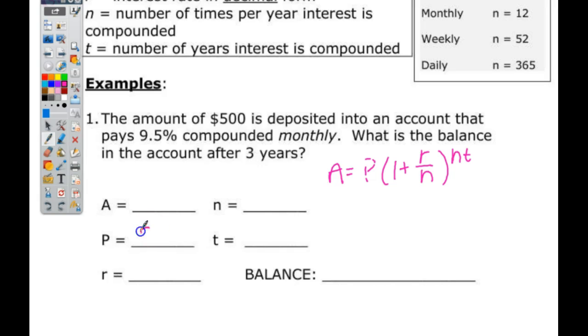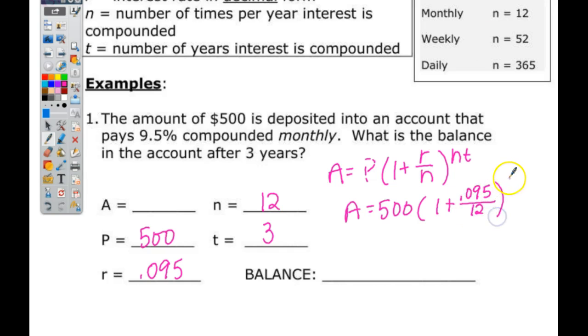So if I put 500 in, and what's the rate? It's 9.5, but I want that as a decimal, so it's 0.095. How many times per year is it compounded? 12, and it's for 3 years. So let's plug this in here, and let's see what our balance is. A would equal 500 times 1 plus 0.095 divided by 12 raised to the 12 times 3.